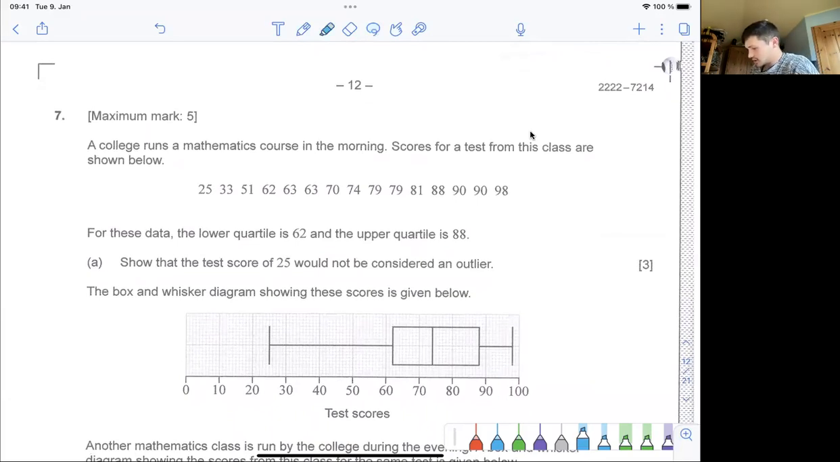It is somewhat generous that they've given us the lower quartile and upper quartile here. If they hadn't, we'd have to find it out ourselves, which I would recommend definitely knowing how to do. So let's highlight this information, and we'll label it as Q1 for the lower quartile, which is equal to 62, and Q3 for the upper quartile, which is 88. We have to show that the score of 25 would not be considered an outlier.